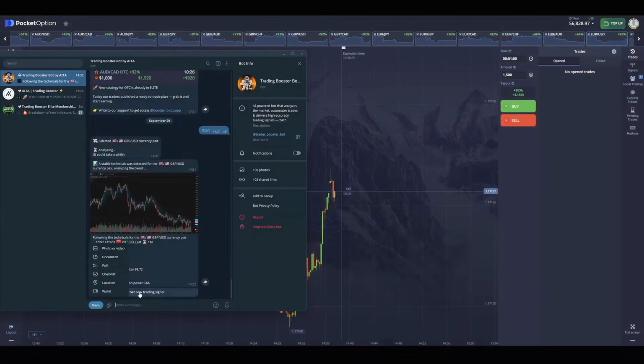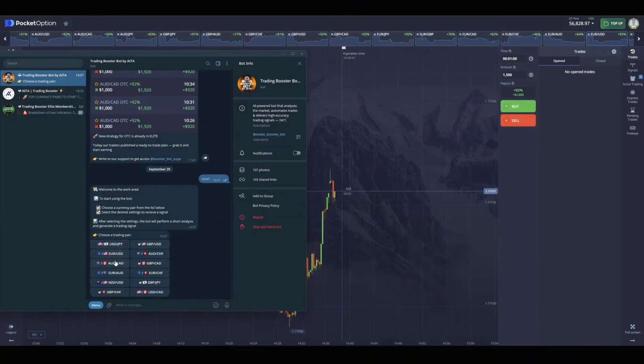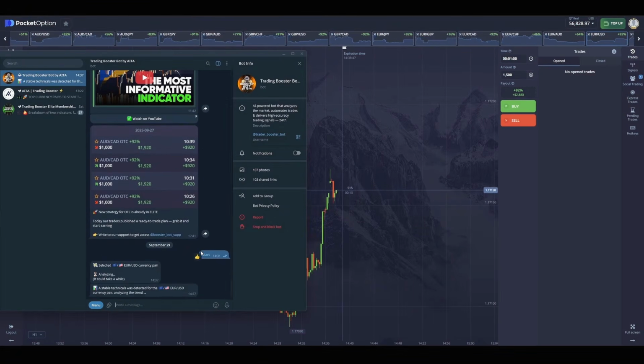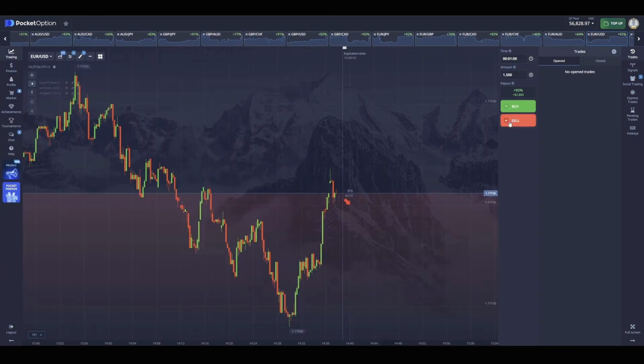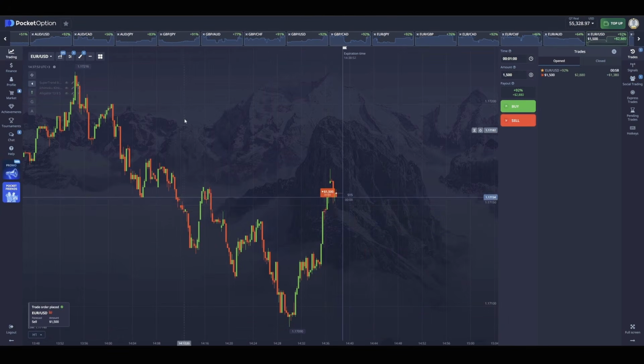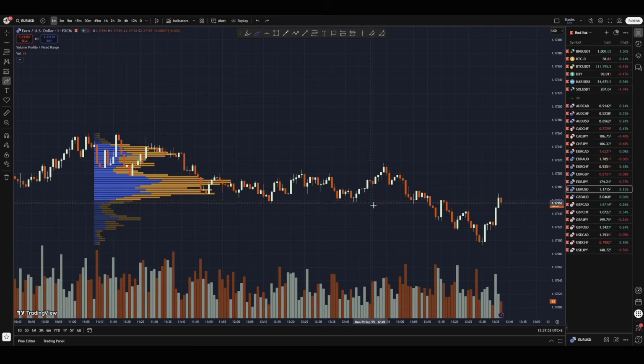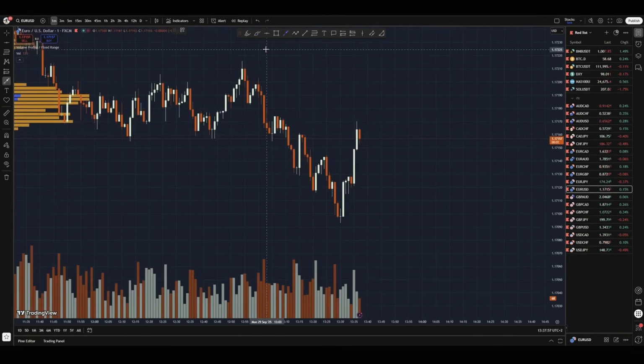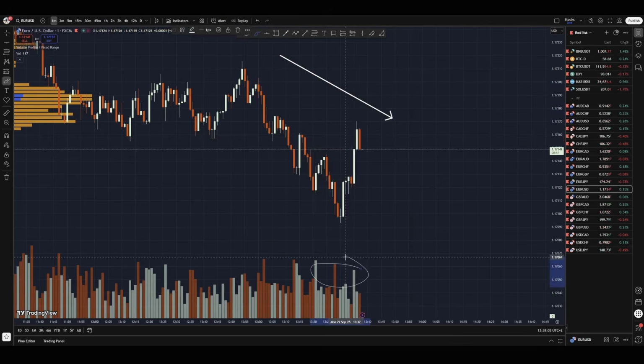I'm switching to the platform, going to BoosterBot, selecting the euro-dollar currency pair, and setting the trade time to 1 minute. So, with good volumes, you can easily trade for 1 minute. I get a sell signal, and let's try to analyze what actually happened here. We can observe a strong downward movement on this currency pair, first of all. We can really see that. There are some decent volumes right here.